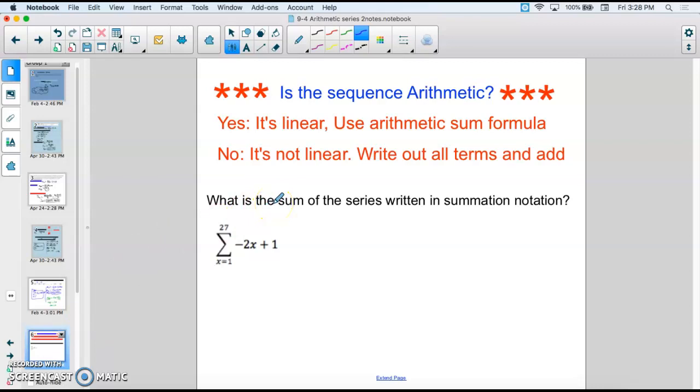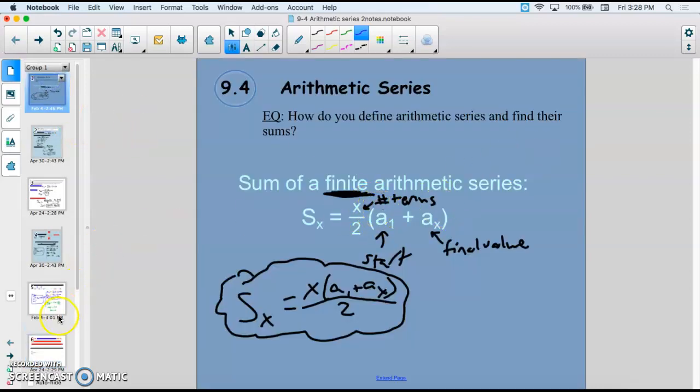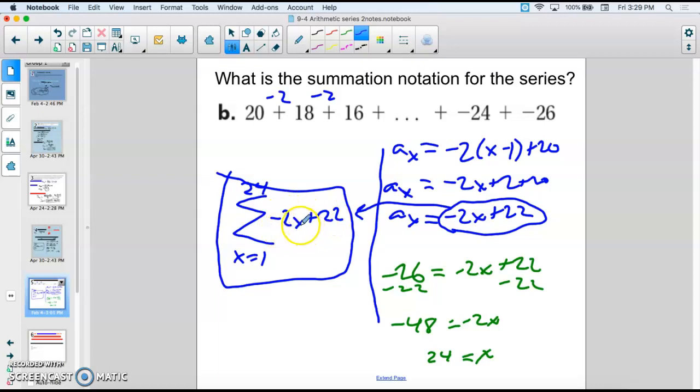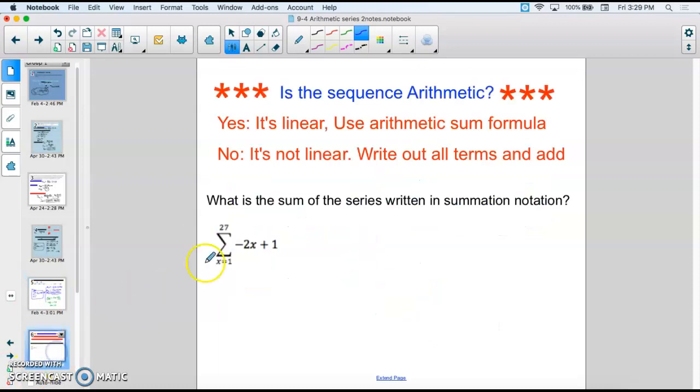Now, when we go to solve it, we need to ask ourselves, is the sequence arithmetic? If yes, then it's going to be linear, and we can use the sum formula that we worked with earlier, this sum formula. If it's not linear, then we literally have to write out all the terms and then just add them together. It takes a while. So this equation here is linear. The x has a power of 1, so I know it's linear. This equation right here, it's linear because x has a power of 1. So how do I solve it?